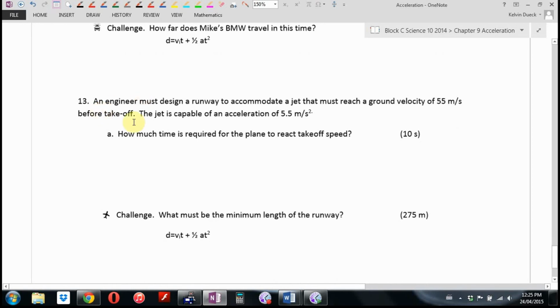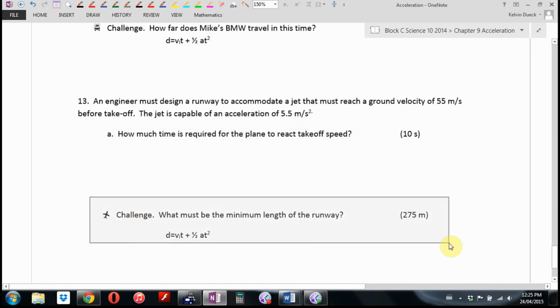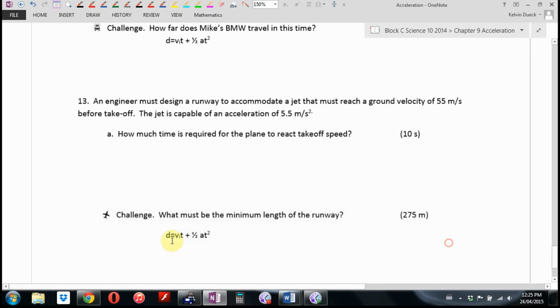Here's a runway question. You can certainly do part A, find how much time it takes to reach takeoff speed. But a more interesting question for an engineer would be, how long do we have to build the runway? How length? And you can calculate that using this equation that will, again, Allison, let me emphasize, not be on the provincial. So that's assignment number 1.